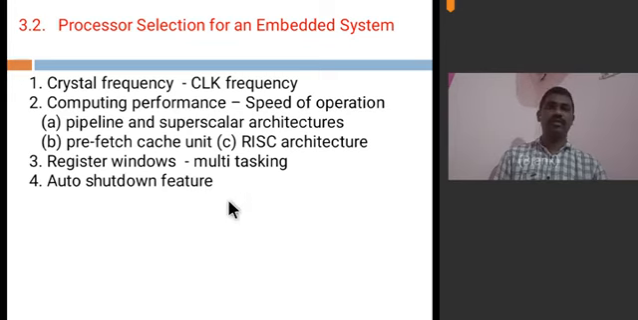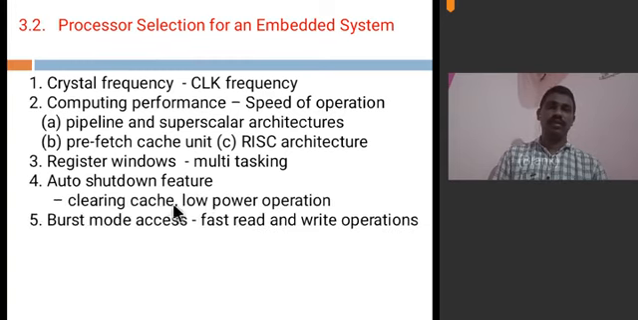Auto shutdown feature. You should have an auto shutdown feature for low power consumption. If you are not using any peripheral, or if you are not using your controller, the processor or peripherals should be automatically shut down, so that it consumes less power and you can increase the battery lifetime. So before purchasing a processor, you should see whether it contains the auto shutdown feature or not. As I said, for low power operations, we should consider the auto shutdown feature.